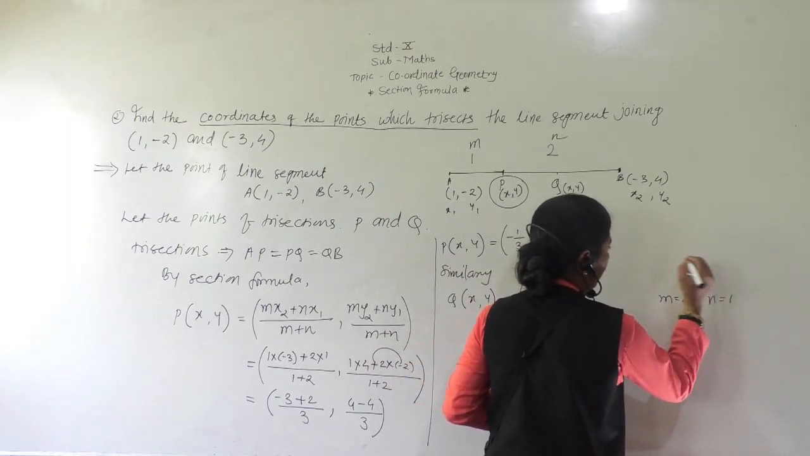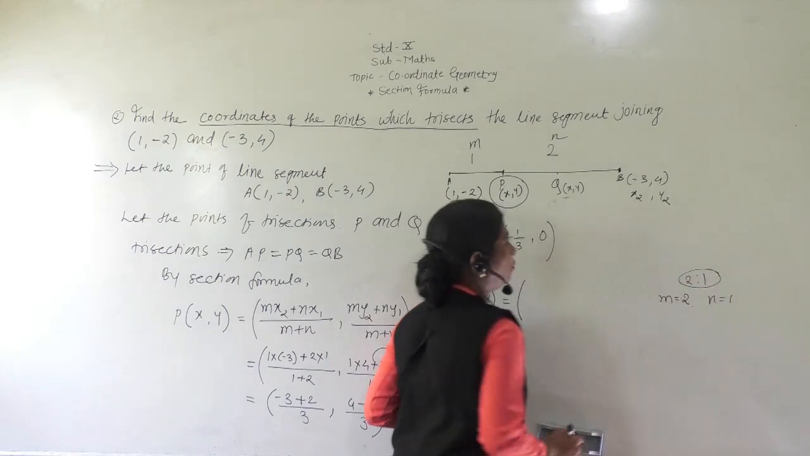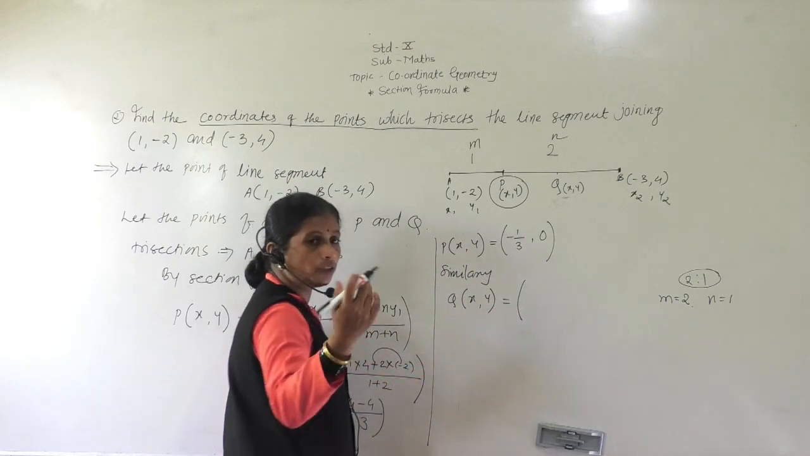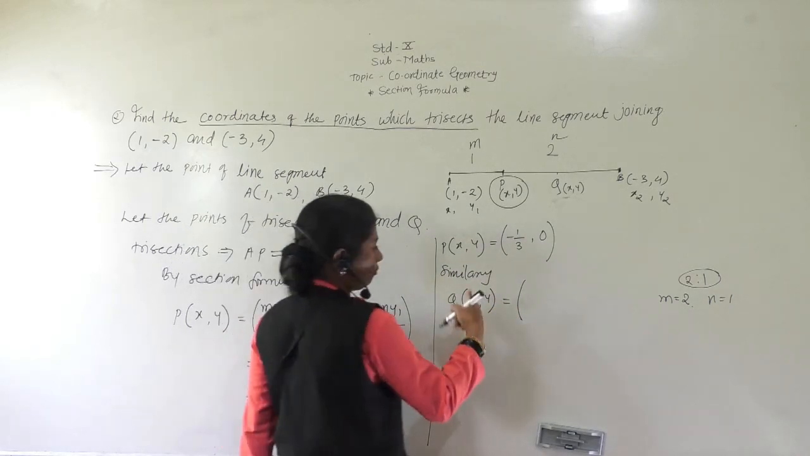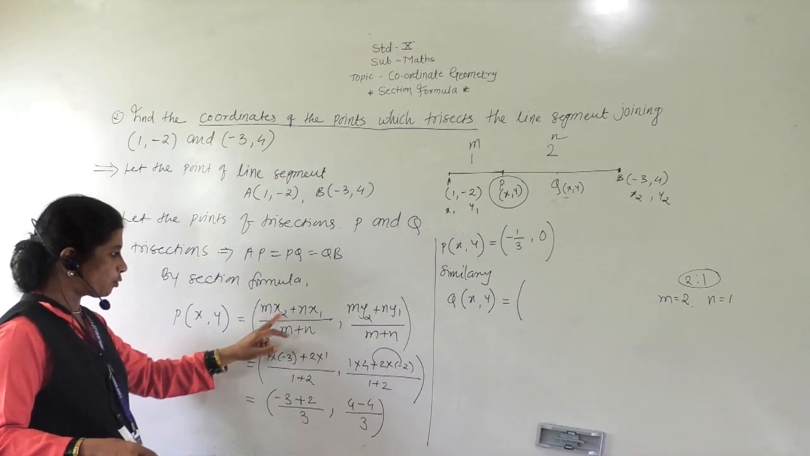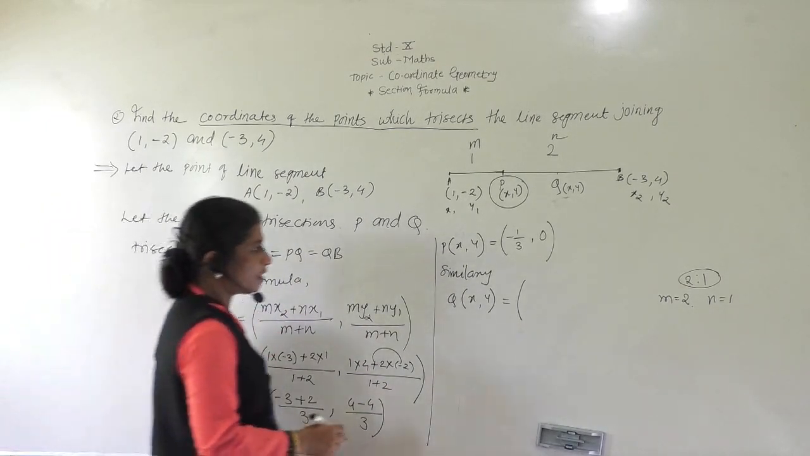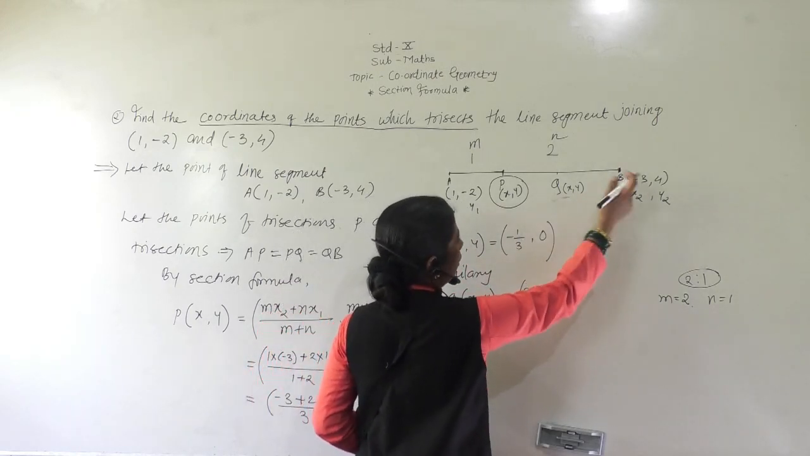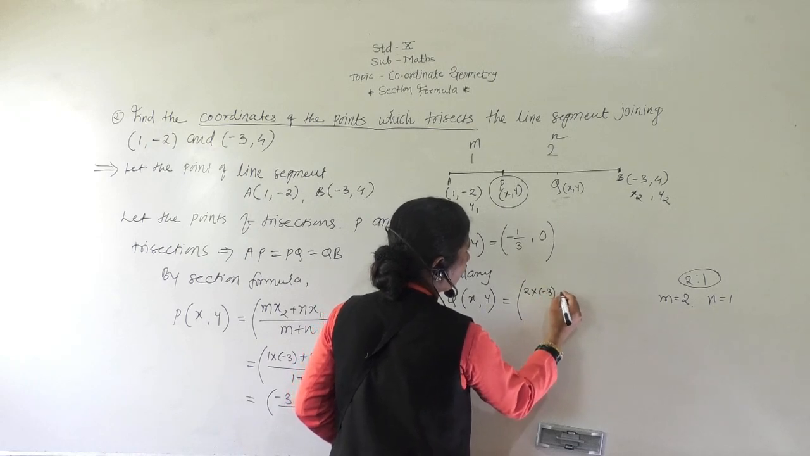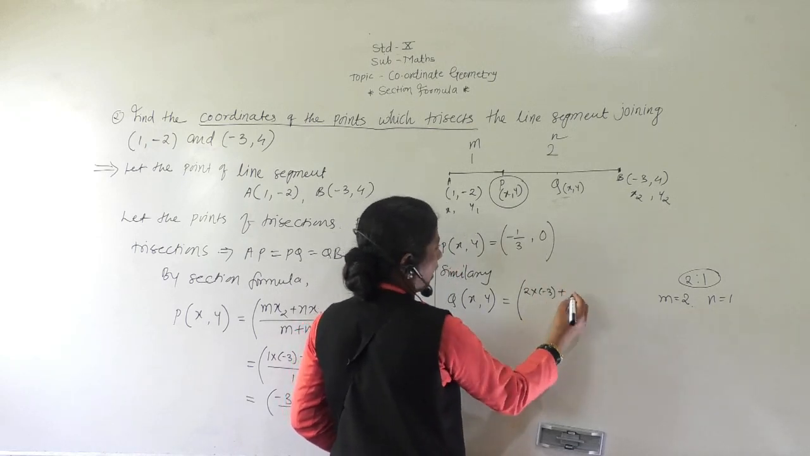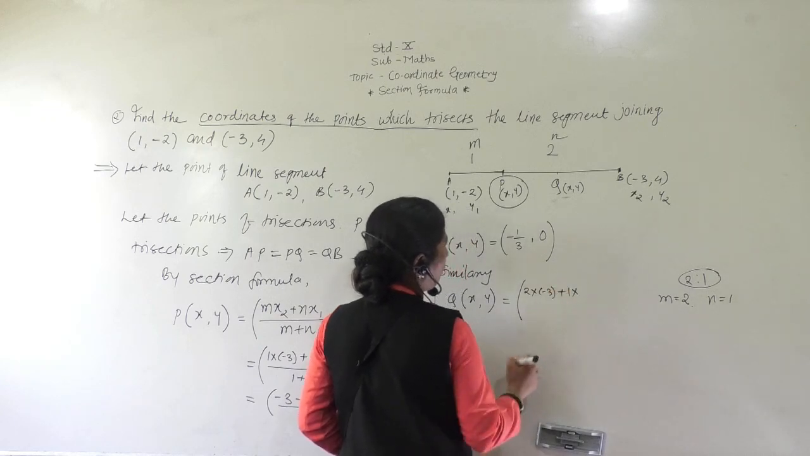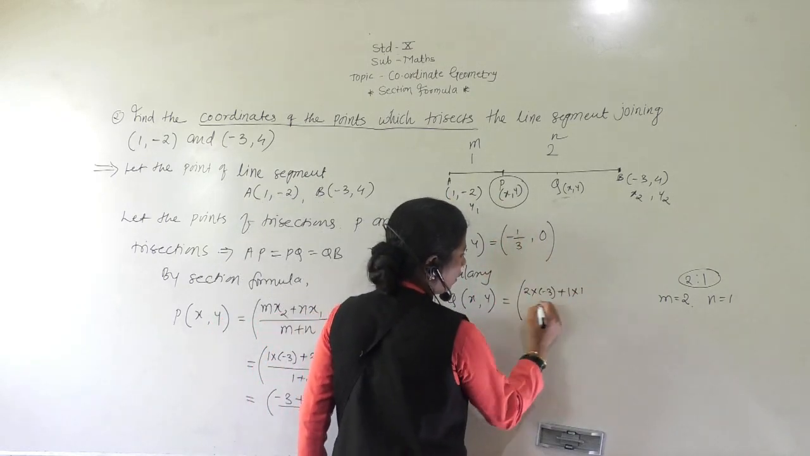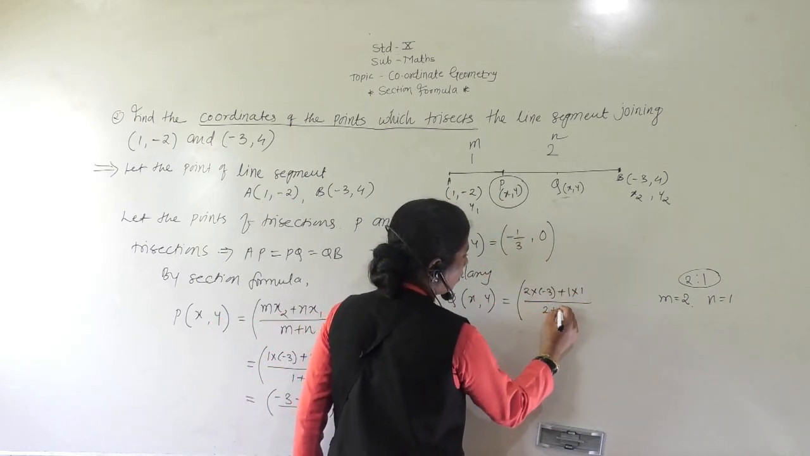2 is to 1, correct? This is the ratio for point Q. Correct? So here now we go according to the section formula. What does the section formula say? Mx2 plus Lx1. So n is what here? 2 multiplied by x2. X2 is minus 3, plus n x1. N is 1, multiplied by x1. X1 is what here? 1, upon 2 plus 1.